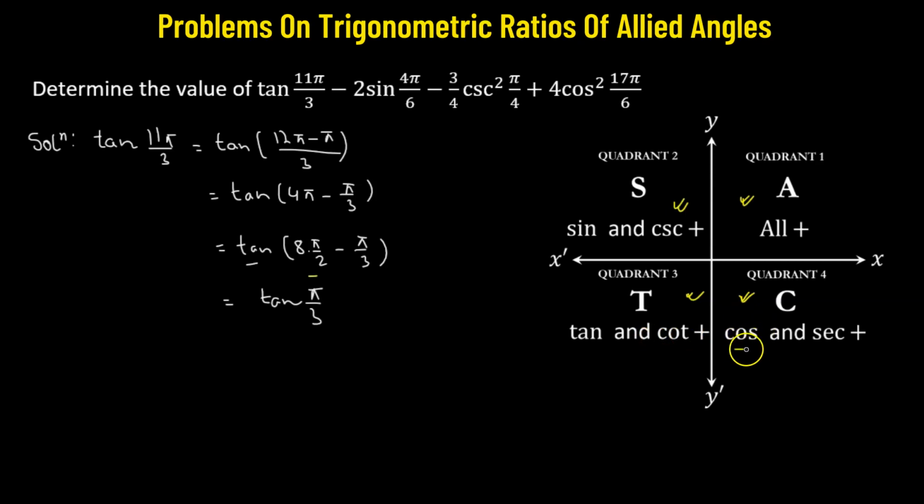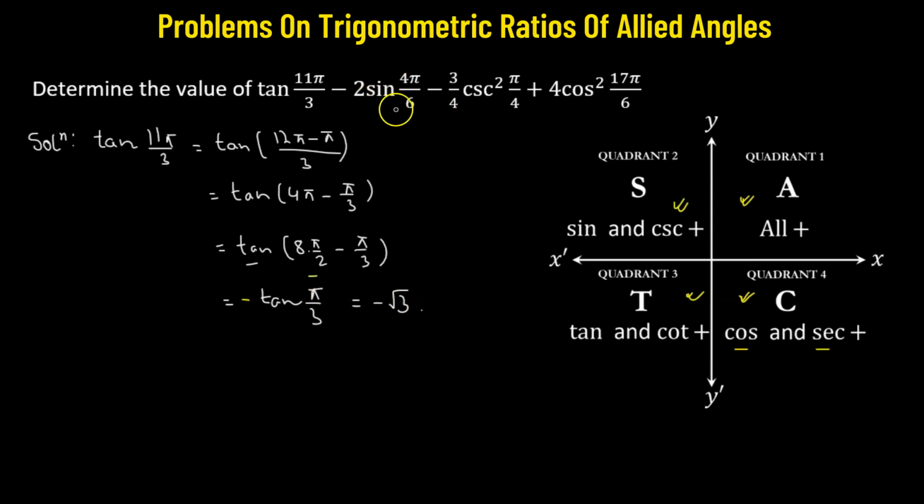Now in the fourth quadrant, only the cosine and the secant function are positive. Everything else is negative. So that means our final result is going to be negative tangent of pi over 3. Now what's the value of tangent of pi over 3? That's square root of 3. So our value is going to be negative square root of 3. So we will keep it aside.